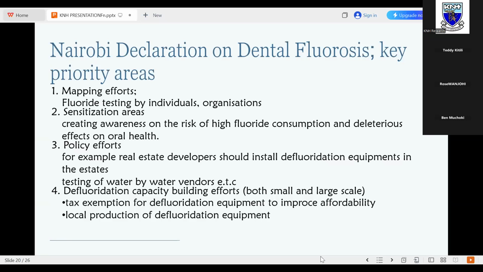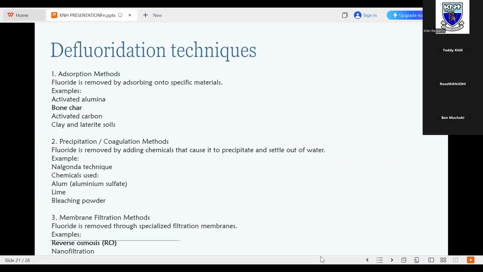Yes, and probably even tax exemption for defluoridation equipment so that people can really afford this equipment, and even local production of defluoridation equipment. We have a lot of defluoridation techniques that are available.